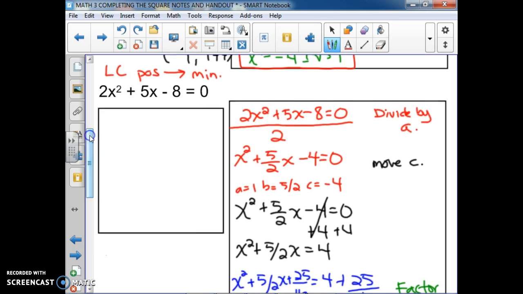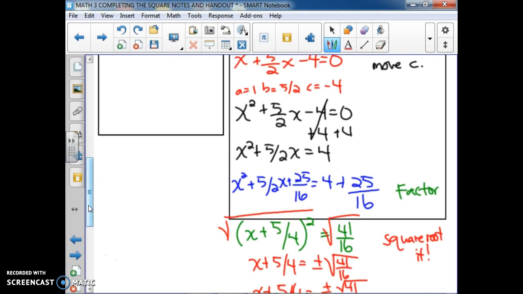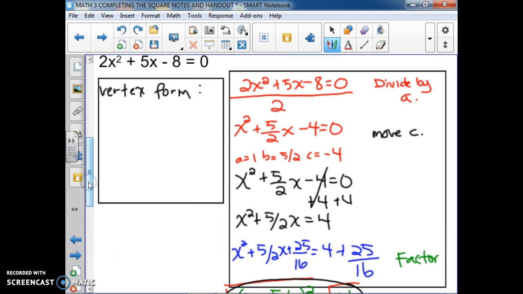For vertex form, remember you stop at the step where you factor your perfect square trinomial. That would be right here: x plus 5 over 4 squared equals 41 over 16. We have to go back and multiply both sides by the leading coefficient because we divided that out at first. For vertex form, you have to put it back in. So I'm going to multiply both sides by 2.